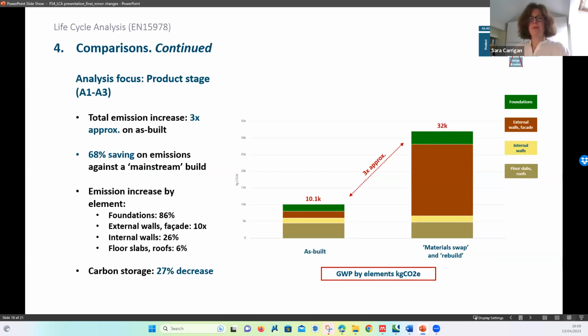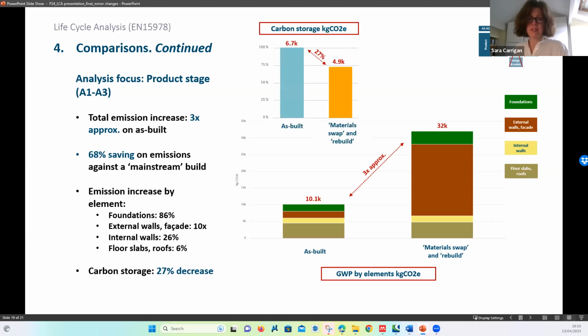We focused the analysis on the product manufacture stage, as this is the dominant stage in terms of embodied carbon emissions. Total emissions increased by a factor of 3 approximately from the as-built situation. This, put another way, represents a 68% saving in embodied carbon emissions on the approach Joseph took with construction relative to what could be described as a more mainstream approach. In terms of building element, foundations increased by 86%, external walls and facade increased by a factor of 10, internal walls increased by 26%, and floor slabs and roof increased by a relatively modest 6%.